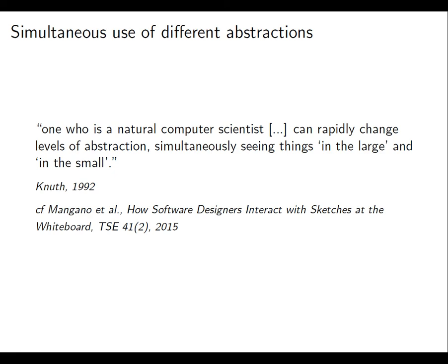One who is a natural computer scientist can rapidly change levels of abstraction, simultaneously seeing things in the large and in the small. And the same kind of phenomenon comes up in that paper cited there, where they, as the title suggests, studied how software designers interact with sketches at the whiteboard. They found that designers frequently jumped between thinking about minute details and thinking way up at the architectural level. This is a thing people have to be able to do.